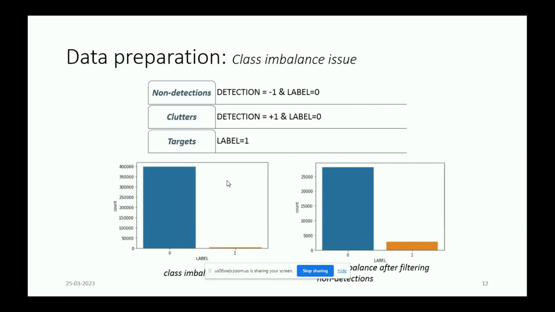The next is where detection has happened, but we have not labeled that data. That is actually clutter. That is not your target, that is something else. And the final one, where we have labeled our data, is our target. Once we get rid of these non-detections, our class imbalance is improved. But still this is not good enough. So another technique we have used to deal with this class imbalance, which is still there, I will present in the next slides.